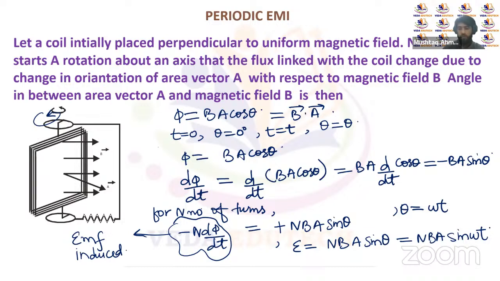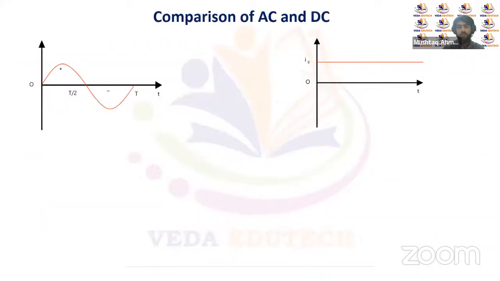Now, if we plot this EMF with respect to time, let's suppose this is E and this is the time t, the nature of this EMF will be sinusoidal, right? You can see here that at each and every instant, I can write the equation E is equal to NBA sine of omega t.